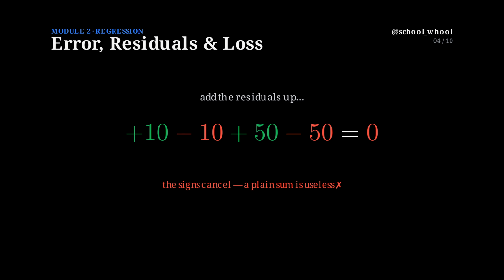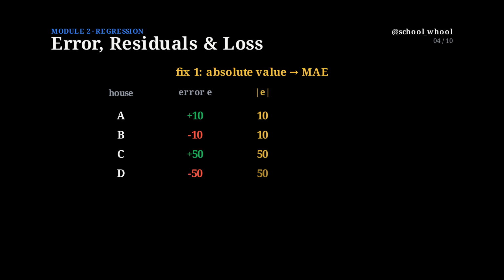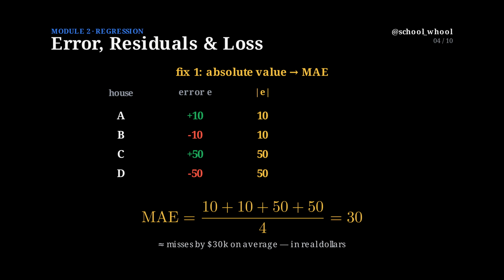We first need to make every miscount as positive. The first way is to take the absolute value, just drop the minus signs. Average those distances, and you get the mean absolute error, or MAE. Here it is 30. On average, this line misses by about $30,000, clean, and in real dollars.